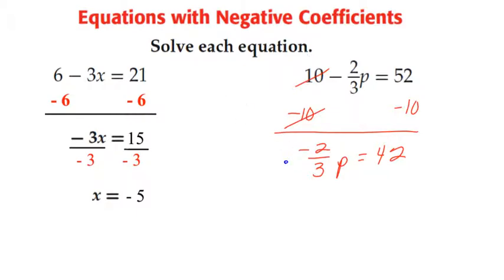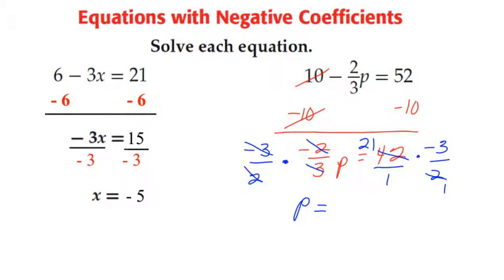Well, I'm going to multiply by its reciprocal, which is -3/2. So if it's a negative, we multiply by a negative, and then on the right-hand side, I multiply by the exact same fraction. And when you have a whole number, you can just put it over 1. So now the 3's cancel, and the 2's cancel, and a negative times a negative is a positive, so I just have the letter p here. 2 goes into 42 21 times, and 21 times -3 is -63.